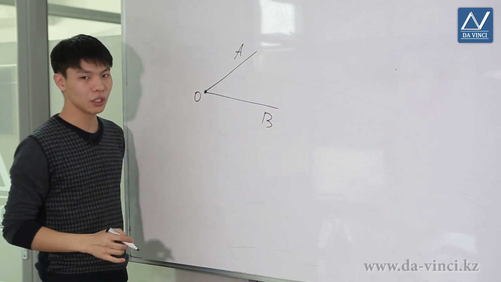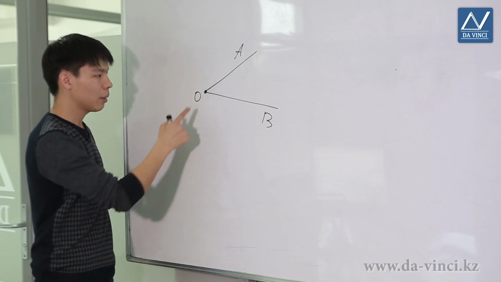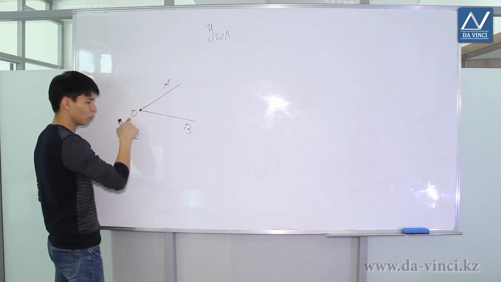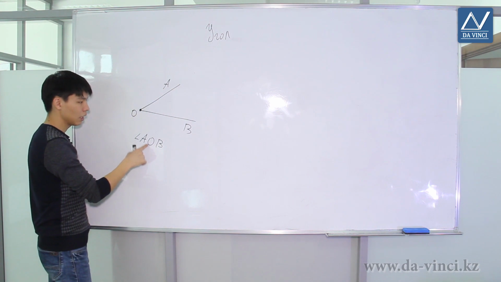Point O is called the vertex of the angle. The rays OB and OA are called the sides of the angle. Typically, the angle is denoted as shown. The angle AOB is clearly marked and can be easily identified. In the middle, a letter is placed, which is the vertex.